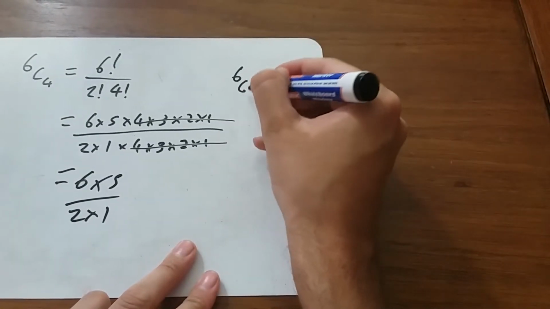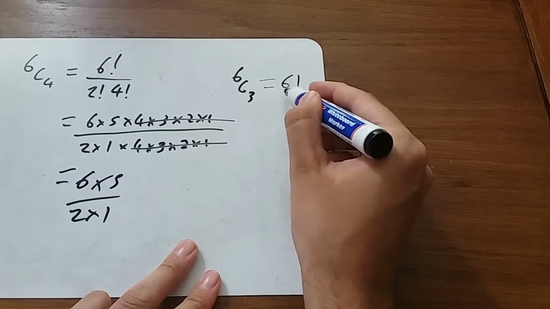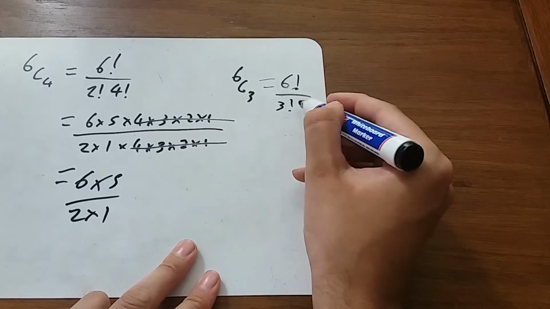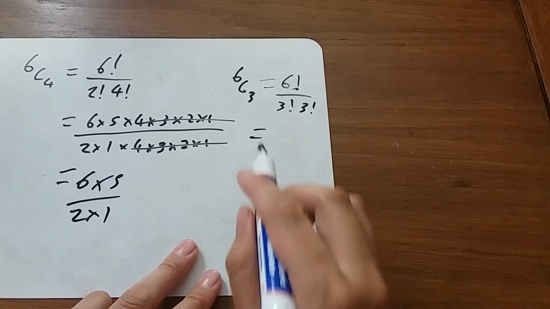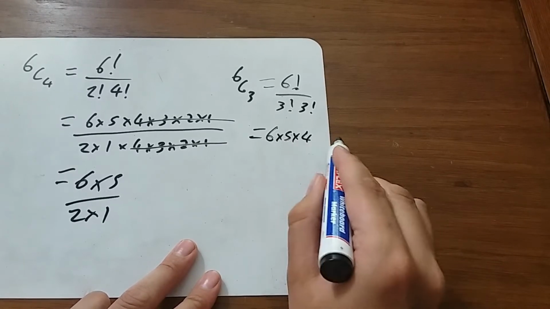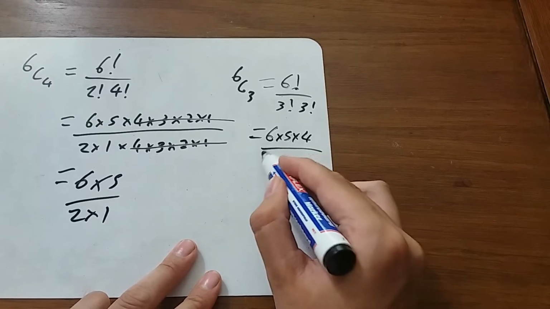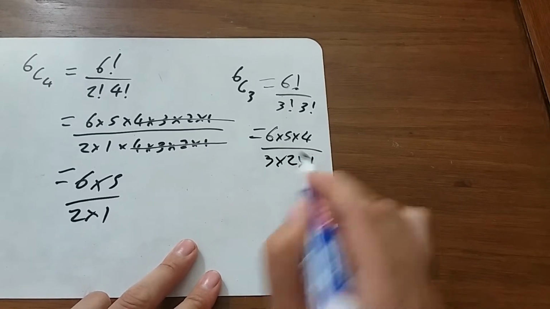So let's do 6 choose 3 as well. Almost the same thing. We get 6 factorial over 3 factorial, 3 factorial. And then doing the cancelling out, we're going to have a 6 times 5 times 4. Everything below that will cancel out with one of the 3 factorials. And then we'll still have one of the 3 factorials left.